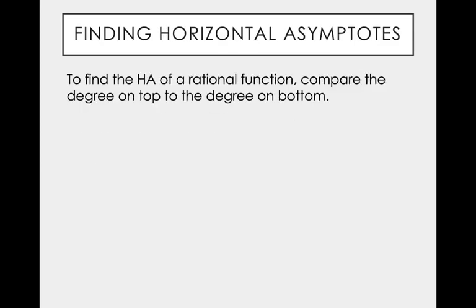For horizontal asymptotes, I mentioned the rule for horizontal asymptotes is not as obvious, just looking at the function. And we're going to have to borrow a little bit of a rule from calculus. So instead of teaching you calculus, I'm just going to skip to the punchline and tell you how to find them. The important thing for finding horizontal asymptotes is to compare the degree on top to the degree on bottom. Remember, degree is a polynomial word. Our degree is the highest exponent.